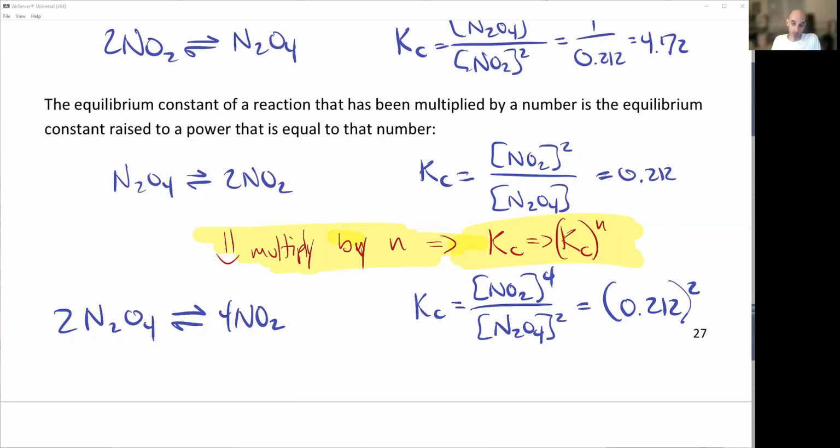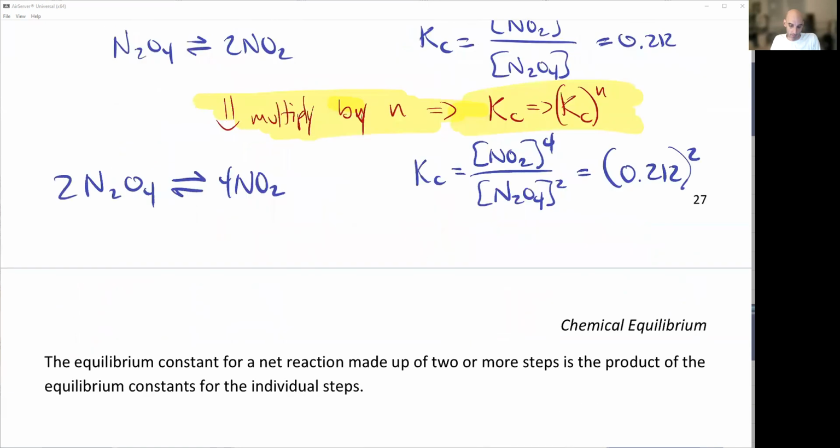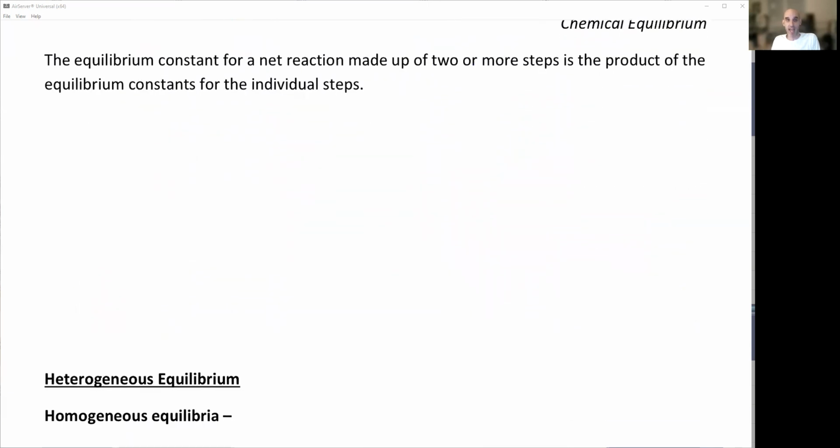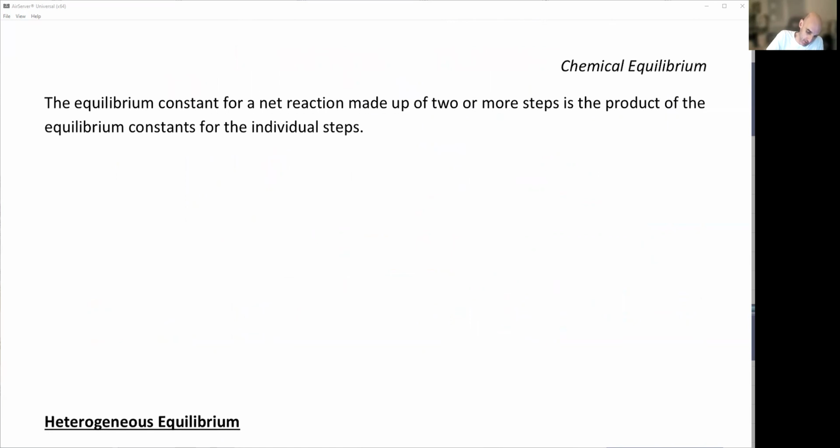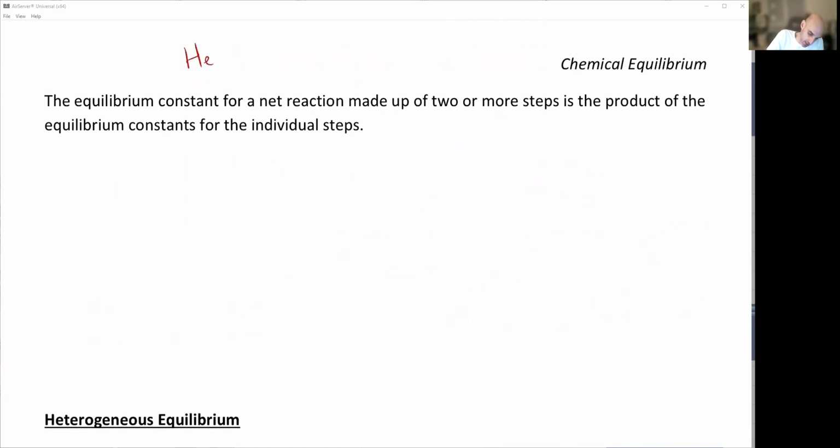Okay. So again, these are basics, and we're going to use this in a number of different ways. But equilibrium constants are going to act a lot like Hess's law. Do you remember Hess's law where we combined different steps together? So for this, I want you to think Hess's law.